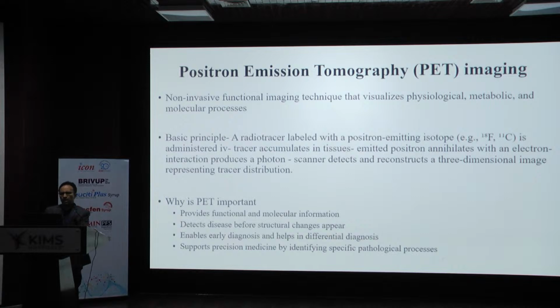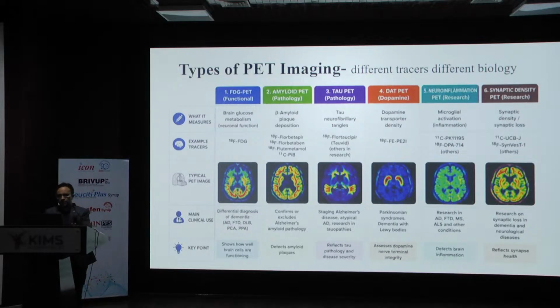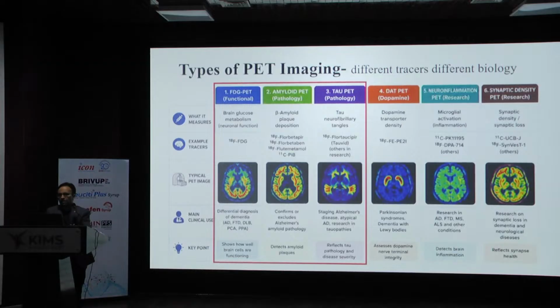Now, why is it important? Because it provides functional and molecular information in the brain, detects the disease before structural changes appear, enables early diagnosis and helps in differential diagnosis, and supports precision medicine by identifying specific pathological processes. Now, these are different types of PETs that are available that I showed in my initial image, but I will only focus on the FDG PET, amyloid PET, and maybe some things about the tau PET, because we have started doing these as well.